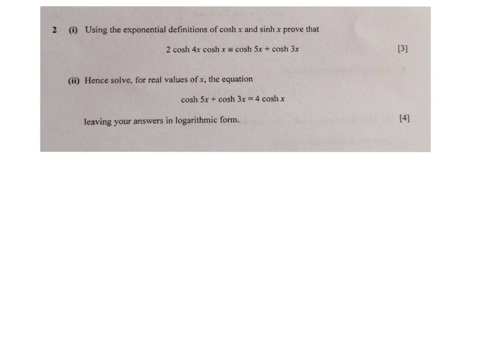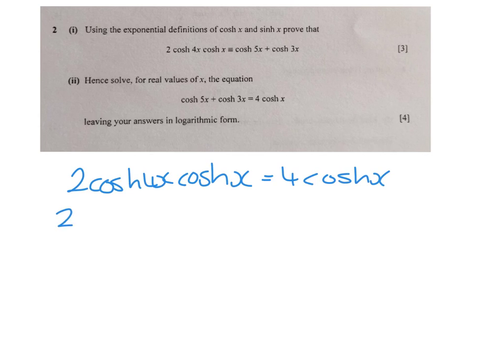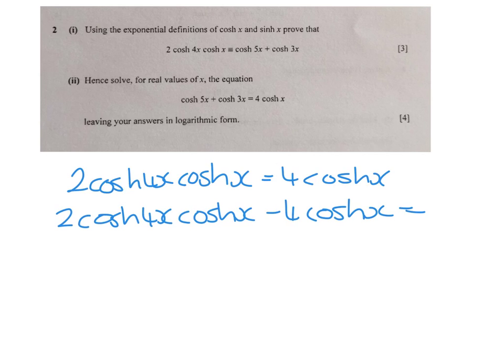So we have a hint here, part 1 and part 2. So if I take part 2 and use part 1, cosh 5x plus cosh 3x, I know is 2 cosh 4x cosh x equals the 4 times. Bring it over to the left. I now have something equal to 0, which means I can factorize.